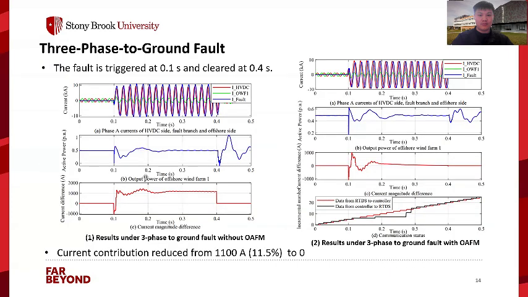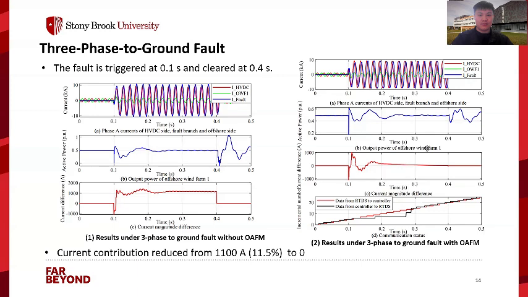On this slide, a balanced fault is triggered at 0.1 seconds and cleared at 0.4 seconds. The testing results without and with OEFM are shown in figures 1 and 2 respectively. Without OEFM, it can be observed from the results that, first, the wind farms contribute 1,100 ampere to the total fault current in magnitude. Second, the output power ripple is negligible due to the balanced nature of the fault.